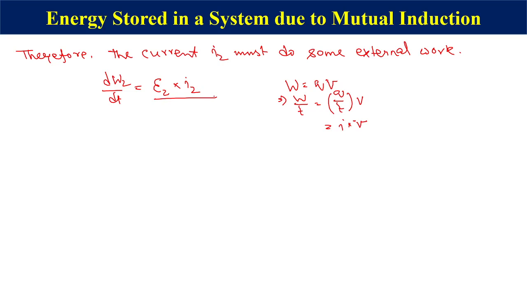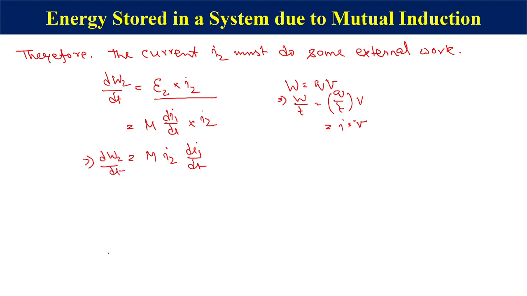All right, so if you put the expression of epsilon 2, which is nothing but M di1 by dt, multiplied by I2, for betterment I am going to write I2 M di1 by dt, which is equal to dw2 upon dt.